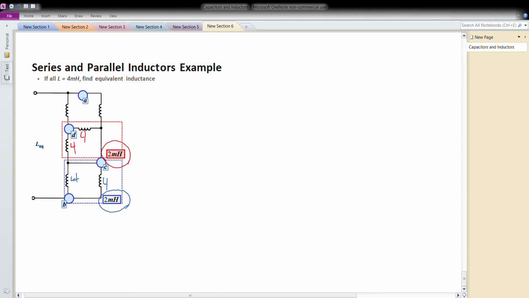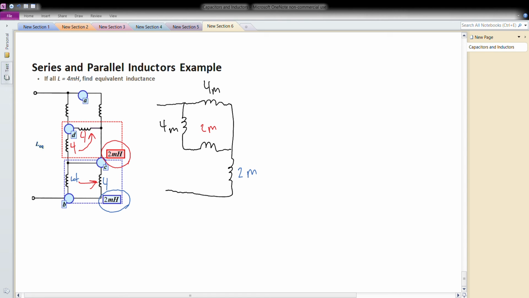And now if I redraw this circuit based on those combinations, I'm going to kind of push everything. I'm going to push this one on here, and then I'm going to push this one on here. So then if I redraw it, you're going to see what I mean by that. My circuit's going to look like this. And then these ones I didn't touch. This one is the red segment that we set in parallel, and this one is the blue segment that we set in parallel.